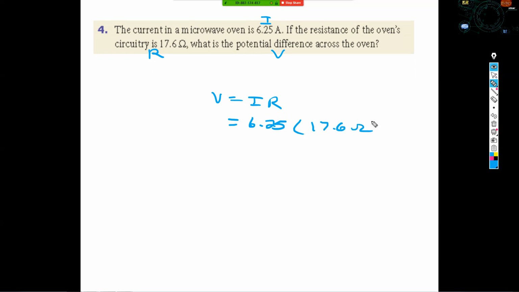Current in a microwave oven is 6.25 amps. If the resistance of the oven circuitry is 17.6 ohms, what is the potential across? All right, so V, I, and R. You've got 6.25 amps, you've got 17.6 ohms, and you will need to be connected to a 110 volt source, a typical household outlet.